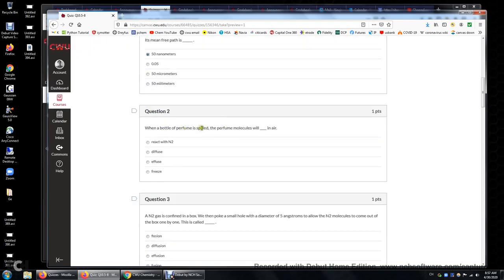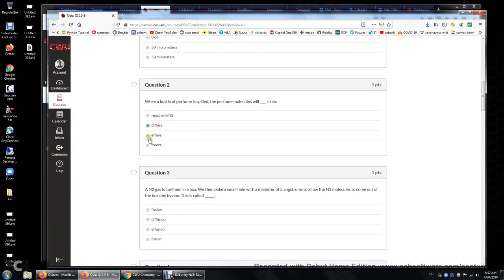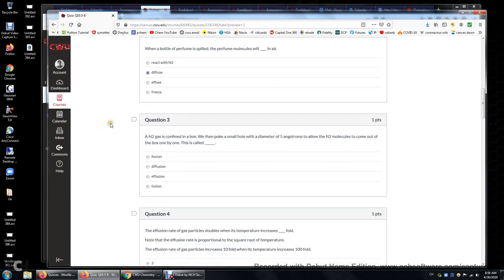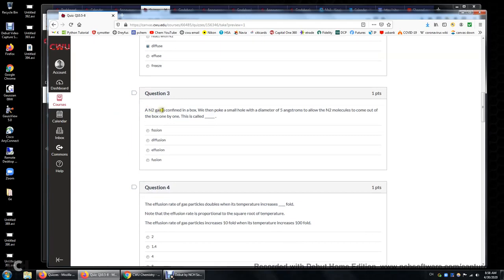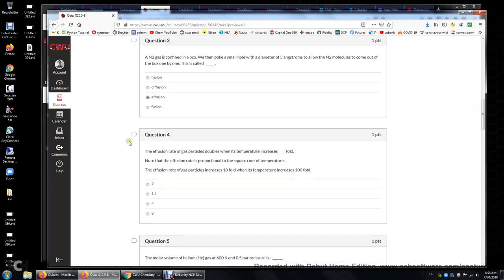When a bottle of perfume is spilled, the perfume molecules diffuse. When we're talking about effusion, you need a tiny hole that allows only one particle to pass through at a time. Diffusion depends on the difference of the concentration in space. A nitrogen gas is confined in a box. We then poke a small hole with a diameter of only 5 angstroms to allow just one nitrogen molecule to come out at a time. It's effusion, that's by definition.